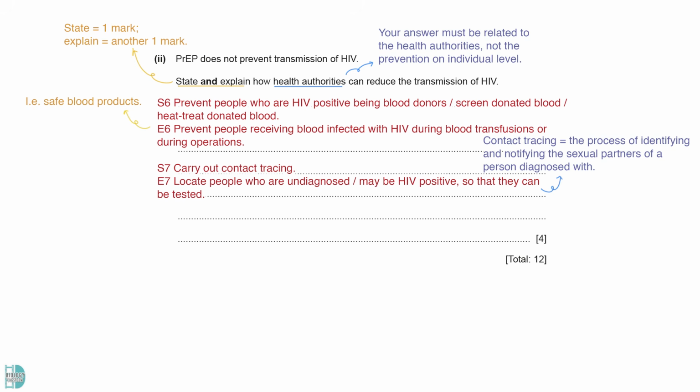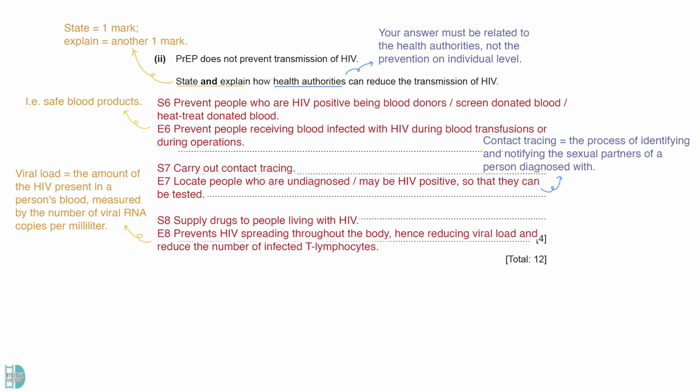It is the process of identifying and notifying the sexual partners of a person diagnosed with HIV, so they can get tested, receive care, and take precautions to prevent further transmission. Free drugs can be supplied to people living with HIV. This increases the treatment rate and helps to reduce the viral load.